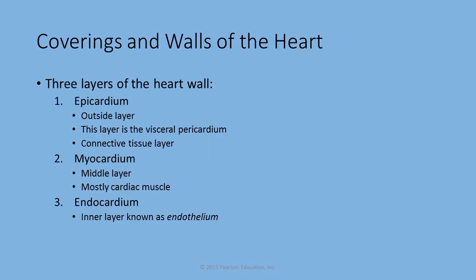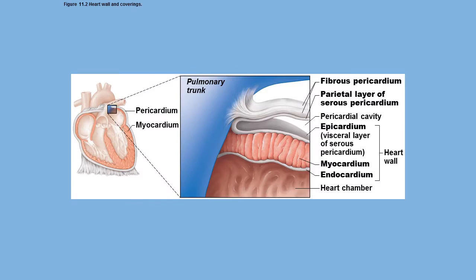First, when we look at the layers of the heart wall itself, there are 3 layers that compose the wall. You have the epicardium, the myocardium, and the endocardium. Whenever you see epi, that's going to be the outermost layer, and endo will be the innermost layer. So the epicardium is the outermost layer. This is connective tissue. The myocardium is mostly cardiac muscle. So this is the muscle that's actually doing the pumping of the heart. The endocardium is the innermost of the 3 layers.